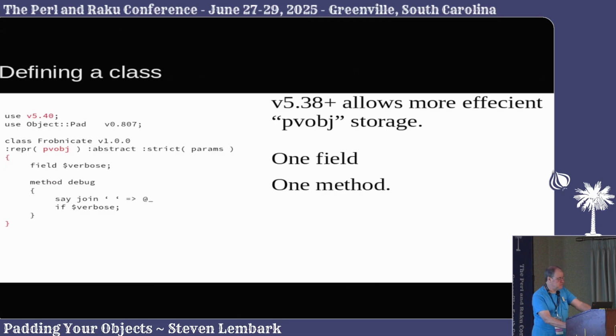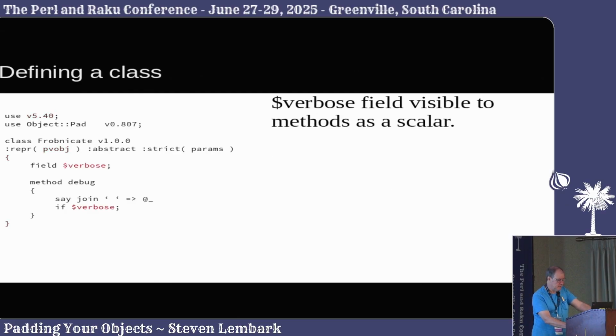There's Object::Pad if you're going to play with this and you're starting over and you've got, let's say, 5.40 or later. Object::Pad is probably the best way to represent your stuff. It's going to be the most efficient because it uses Perl's internal mechanism. So that's what the stuff I'm going to show you here looks like. In this case, I've got a field called verbose and a method called debug. And debug can see $verbose because it's a method and it's within the class. Does that make sense? It's going to behave a lot like a lexical variable.